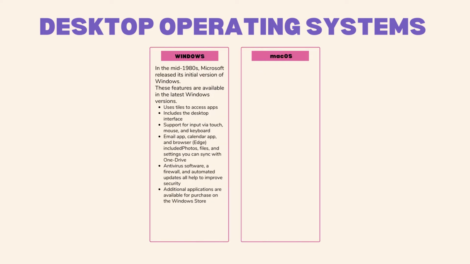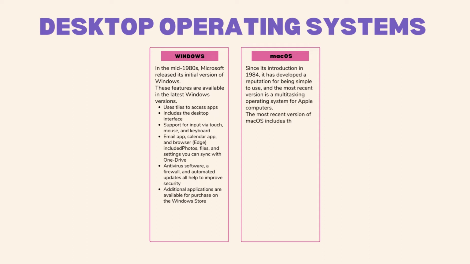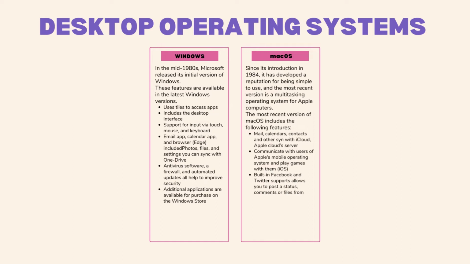Mac OS. Since its introduction in 1984, it has developed a reputation for being simple to use, and the most recent version is a multitasking operating system for Apple computers. The most recent version of Mac OS includes the following features: mail, calendars, contacts, and others. Sync with iCloud, Apple's cloud service. Communicate with users of Apple's mobile operating system, iOS, and play games with them. Built-in Facebook and Twitter support allows you to post a status, comments, or files from any app. Browser: Safari. Open multiple desktops at once. Dictated words convert to text. Support for Braille displays. Mac App Store provides additional apps.